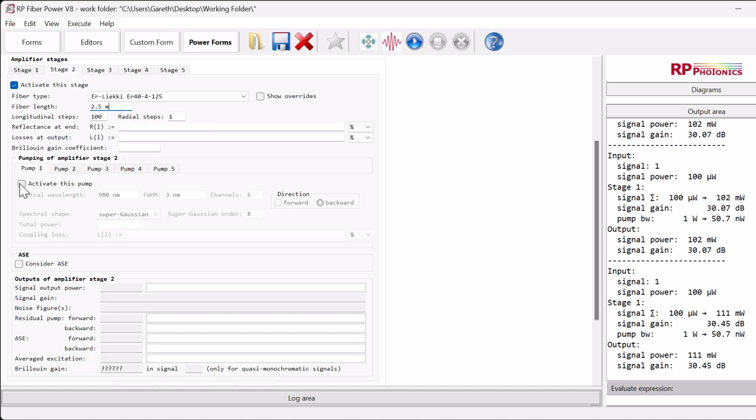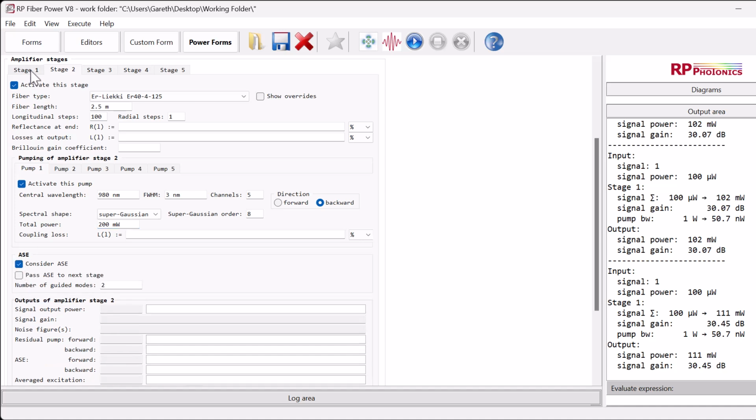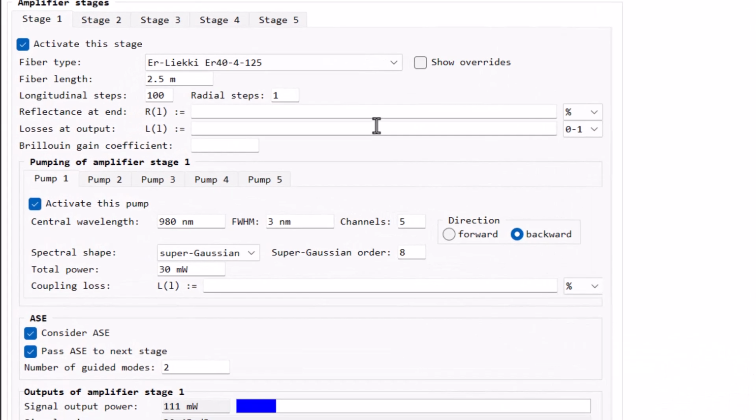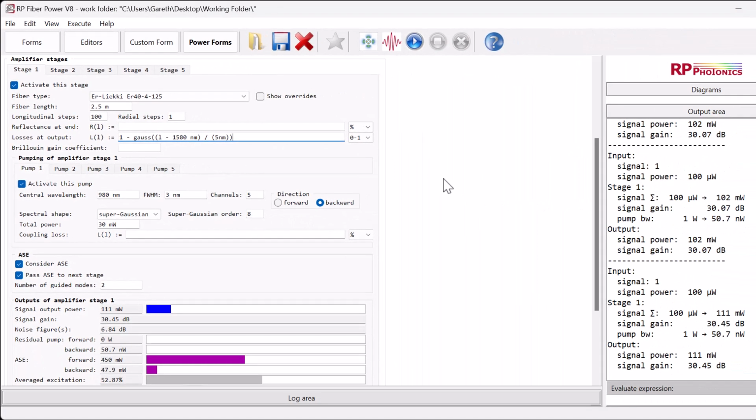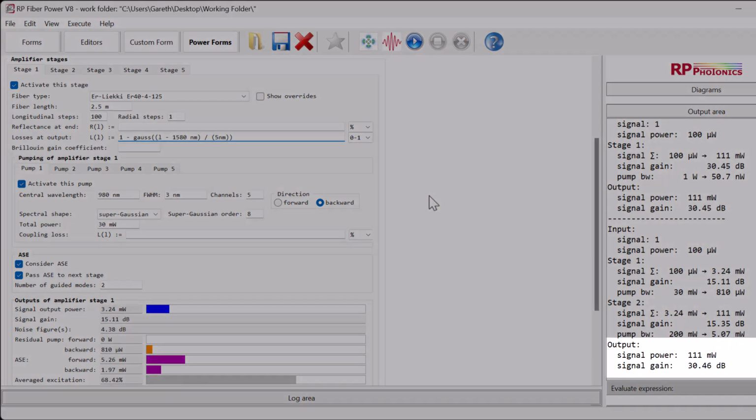The second stage is only 2.5 meters long and is pumped with 200 milliwatts. We of course consider ASE in this stage as well. Now, the first stage is shortened to 2.5 meters and the pump turned down to only 30 milliwatts. We also need to remember to pass ASE to the second stage. Finally, we add the bandpass filter, causing a wavelength dependent loss at the output of the first stage. Let's run the simulation and see what we get.